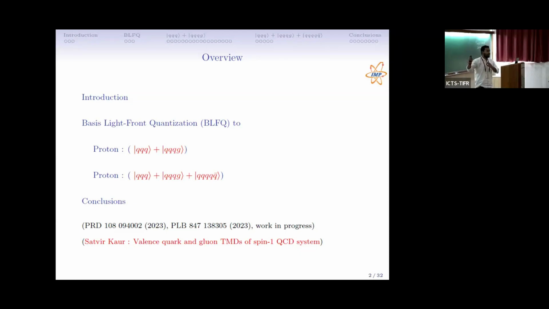There is another talk tomorrow on BLFQ. Satvir will talk about the spin-1 system for gluon TMDs and quark TMDs.